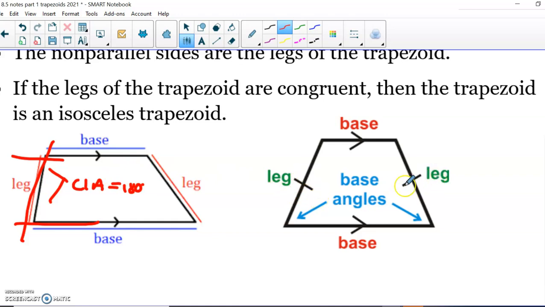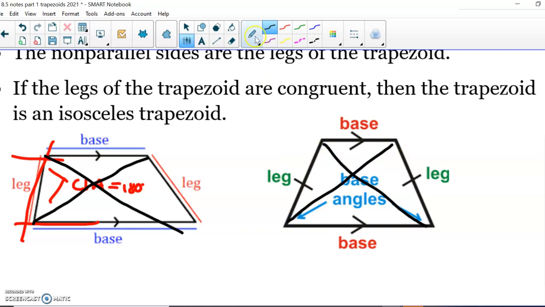If our legs are congruent on our trapezoid, then we call it an isosceles trapezoid. And that one's a little bit different. You can see the diagonals of a trapezoid are not going to be congruent. But the diagonals of an isosceles trapezoid are going to be congruent.